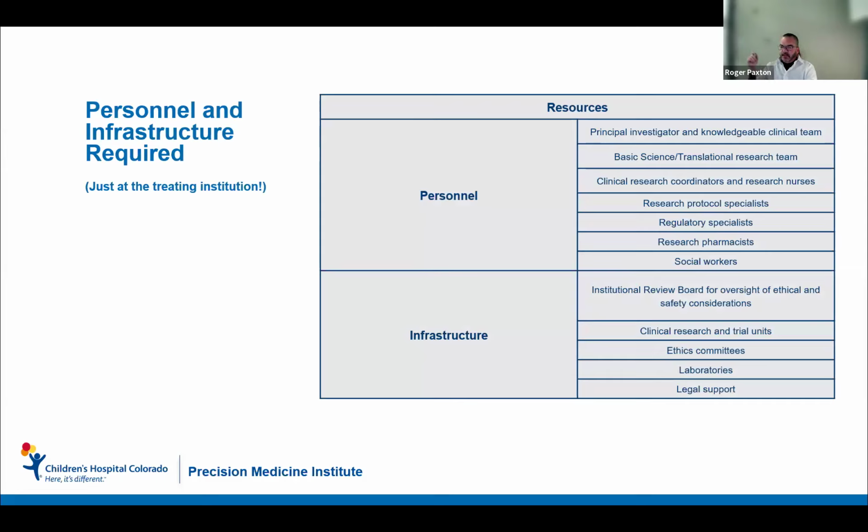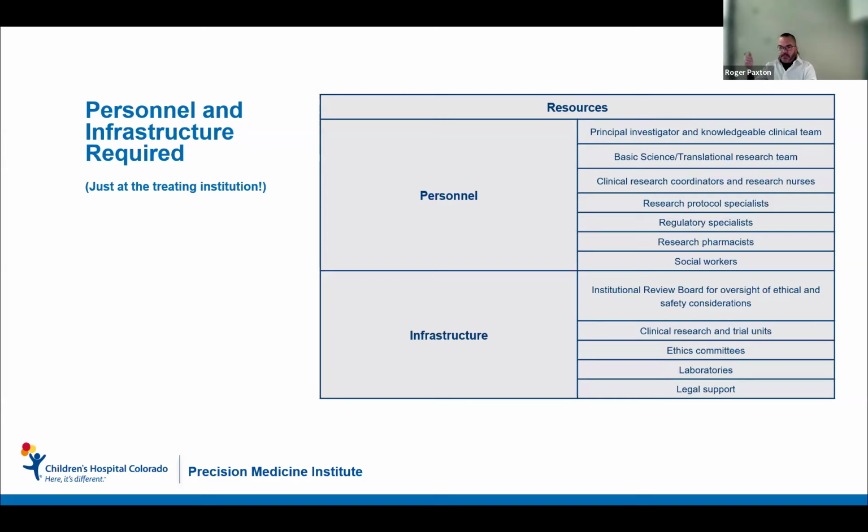So in terms of personnel, we need principal investigators and knowledgeable clinical teams who have hopefully been involved in research historically and who are familiar with InnovOne clinical trials, or they are in very close contact with folks who are knowledgeable. Our basic and translational research teams, and then leading into our clinical research coordinators and research nurses, the folks who are truly boots on ground implementing this sort of therapeutic. Research protocol specialists who can best design the research protocols to better support the entire clinical and research teams.